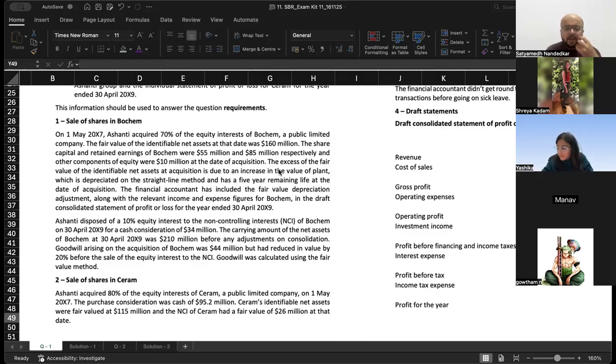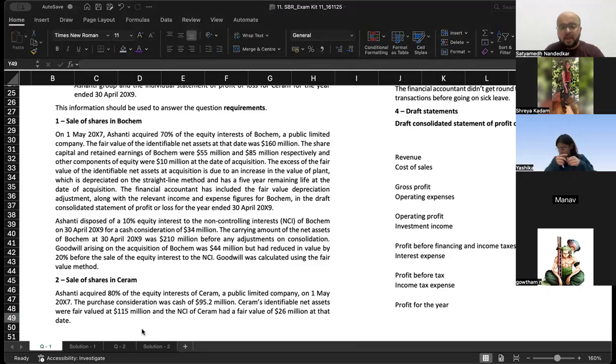Now let's understand how this entire adjustment is supposed to be done. First of all, let's get the value of your net assets on the date of acquisition, and net assets on the reporting date or date of disposal. We will have to look at that. Do you have the values on acquisition date, by the way? Yes, sir. 160 million. Fair value of identifiable net assets was 160. Share capital and retained earnings were 55 and 85. Other component of equity was 10.